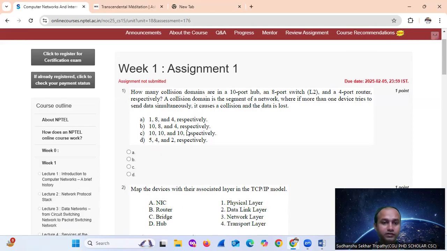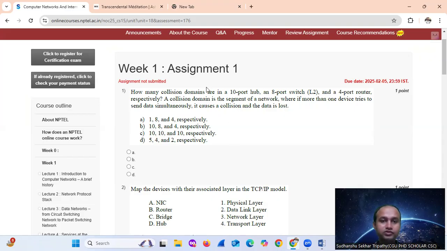So question number one, this is a logical question. How many collision domains are in a 10 port hub, 8 port switch L2 and 4 port router respectively? A collision domain is the segment of a network where if more than one device tries to send data simultaneously, it causes a collision and the data is lost.